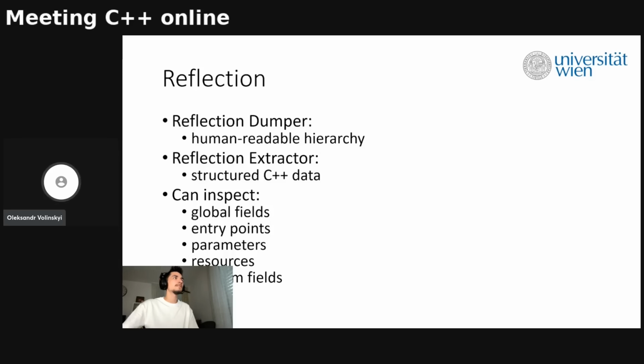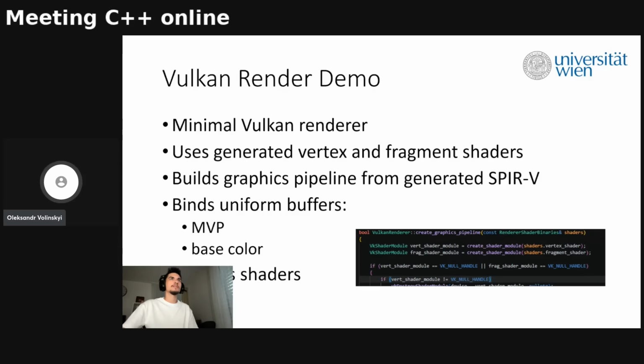Then, to show that the system actually works, as a proof of concept, I created a small Vulkan renderer. It uses the generated vertex and fragment shaders, then creates a graphics pipeline from the generated SPIR-V, binds uniform buffers such as MVP and base color, and then renders a scene on the screen. This is also important because it proves that the project is not just generating text, but actually producing shaders.